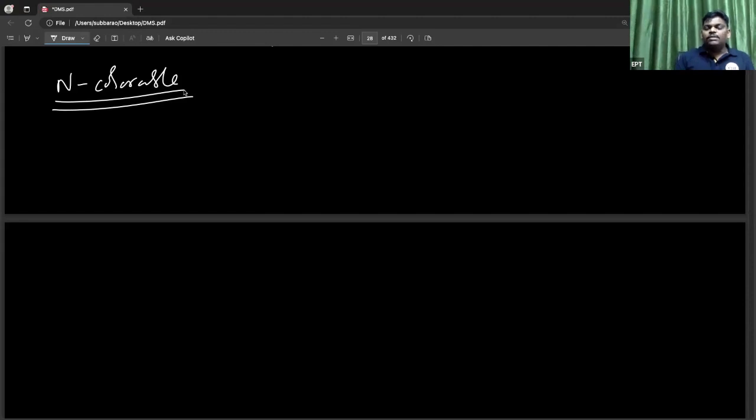Now again I'm asking you, this graph is n-colorable, meaning what? I have a graph, and someone said to me this graph is n-colorable. Is it a lower bound or upper bound? Upper bound. Maximum n colors are required to make this graph colorable.